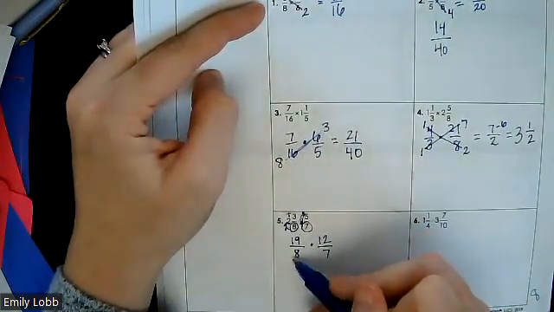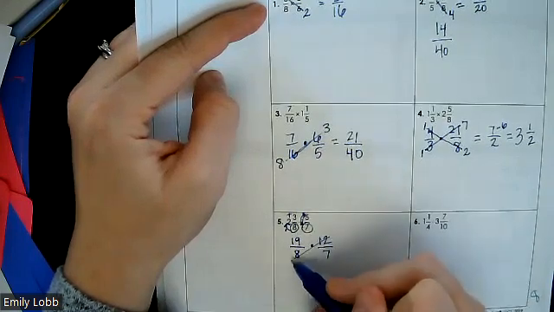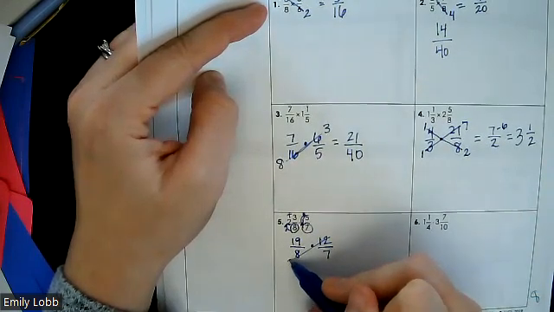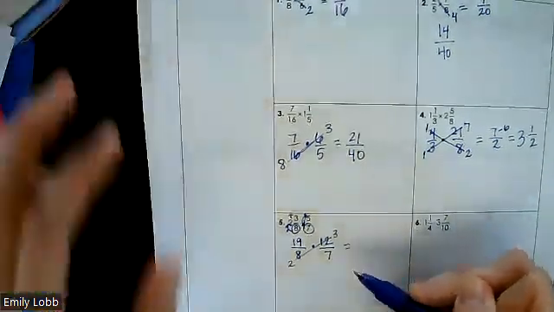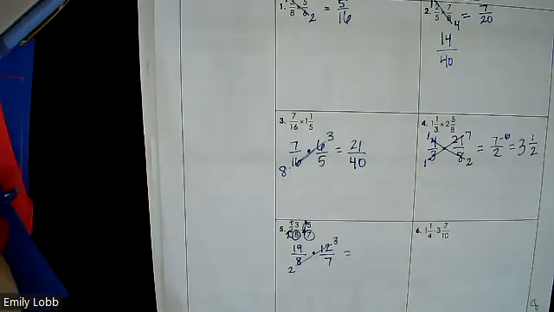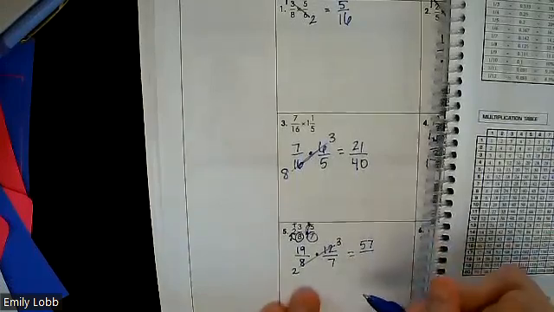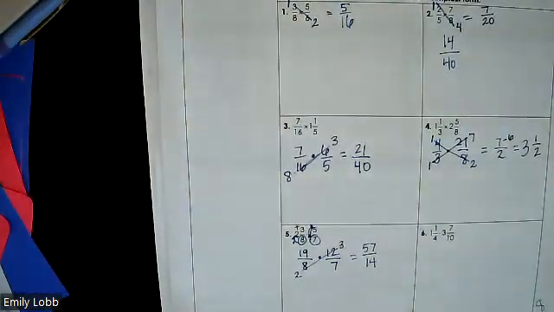What about the 8 and the 12? I could take a 4 out. So what's 8 divided by 4? 2. What's 12 divided by 4? 3. That makes it a little bit easier, but I still probably want to use my multiplication table. 19 times 3, 57. And 2 times 7 is 14. Now here's where it gets tricky.